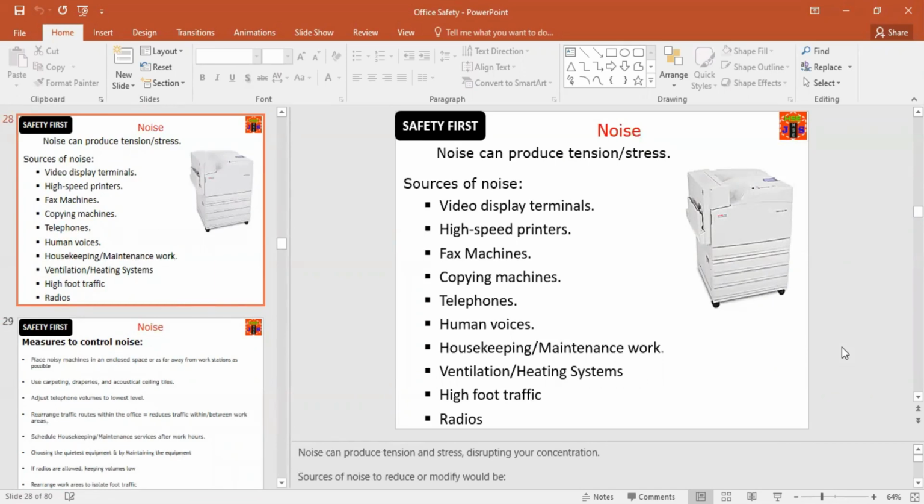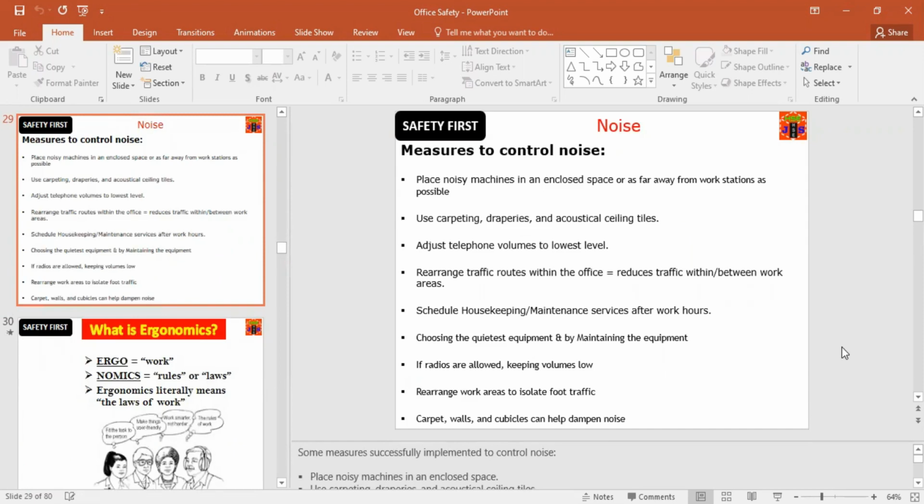Let us look at what are the sources of noise within the office. Video display terminals, high-speed printers, fax machines, copying machines, telephones, human voices, housekeeping and maintenance work, ventilation and heating systems, high foot traffic, and the use of multimedia or radios. How can the noise be controlled?